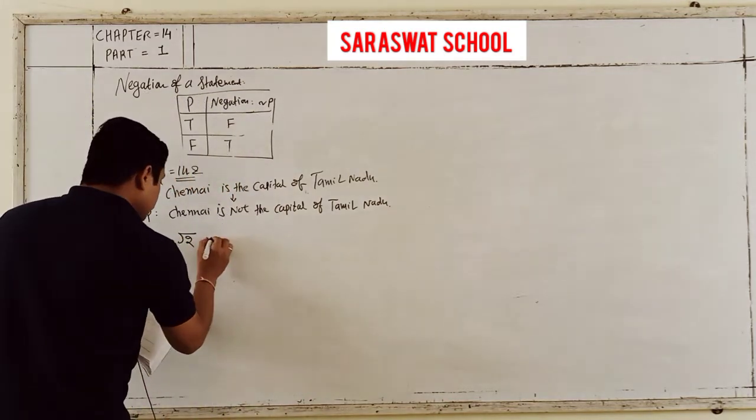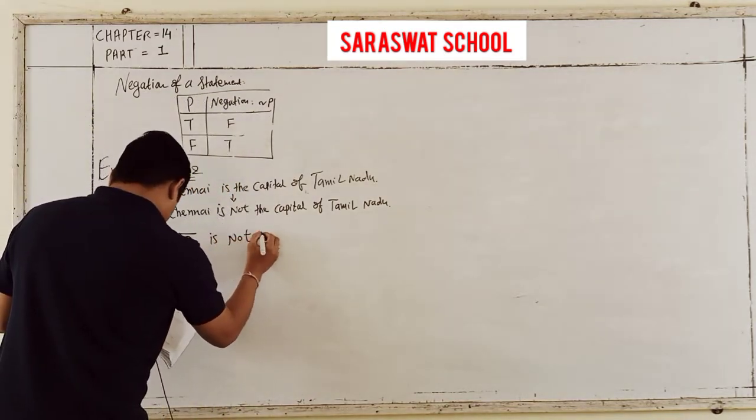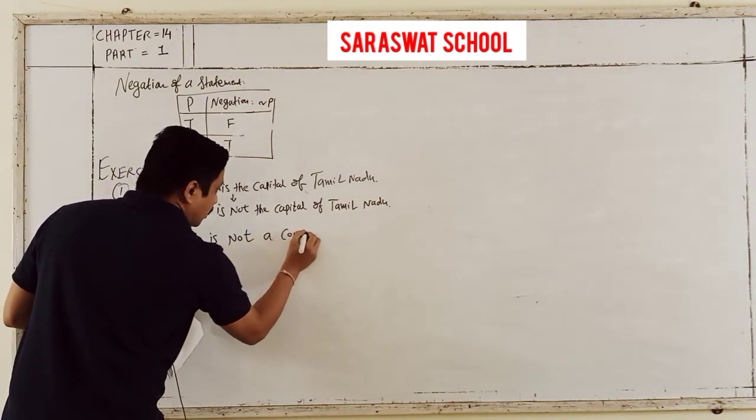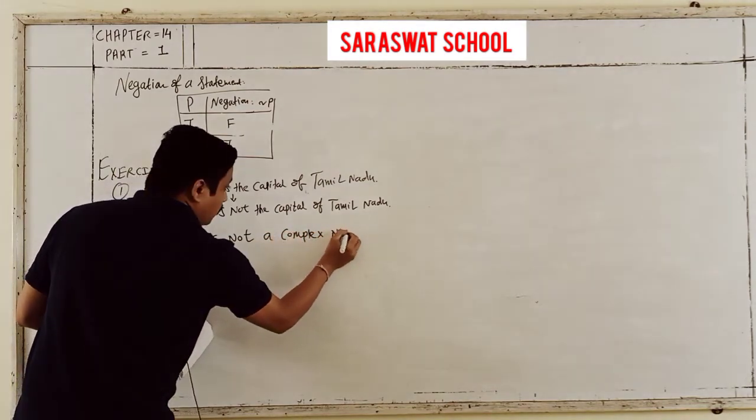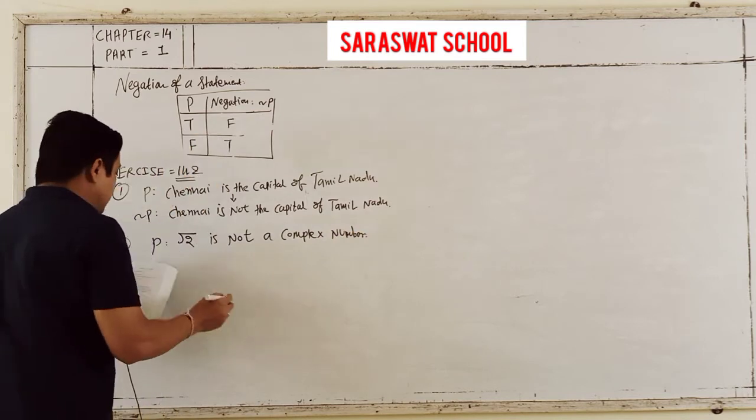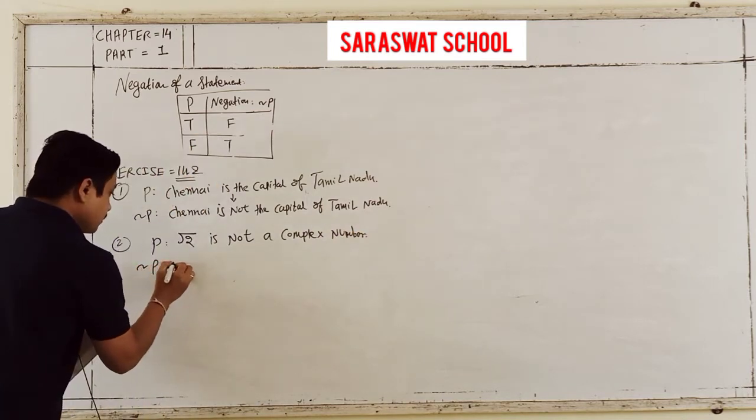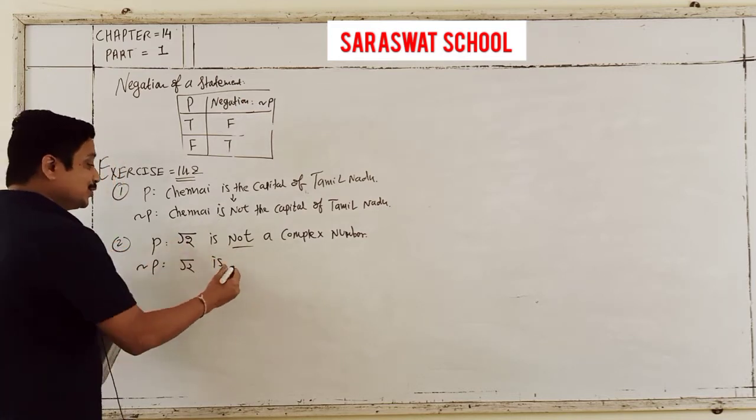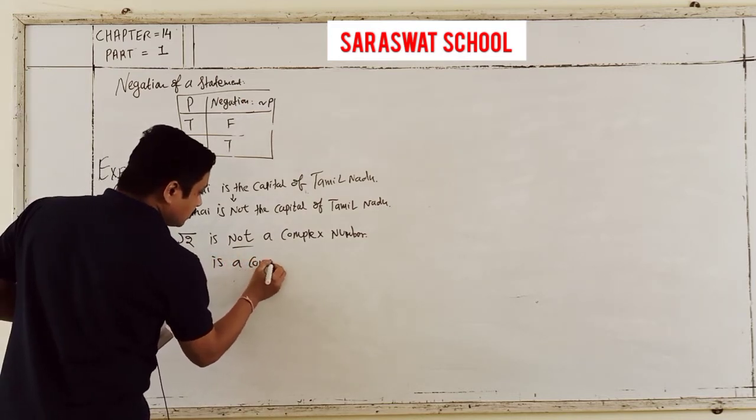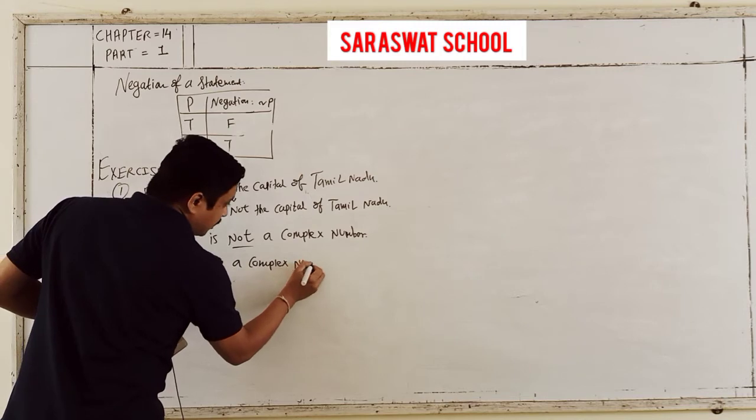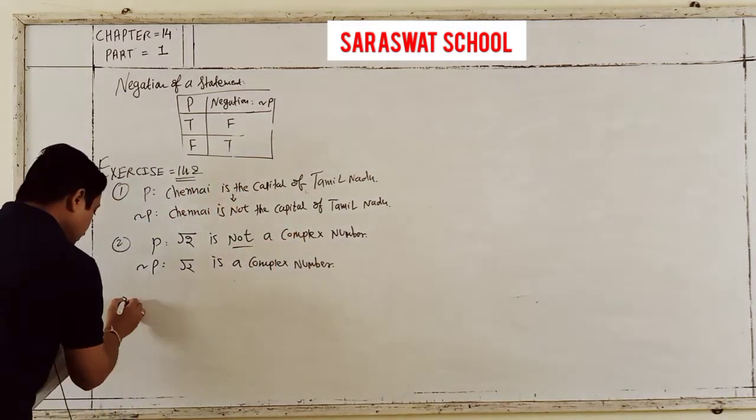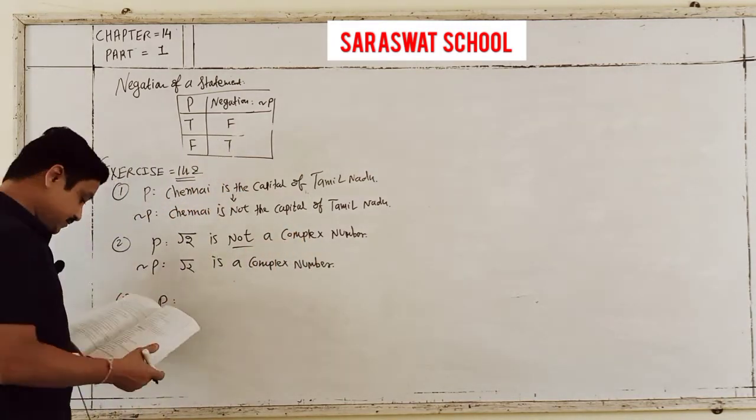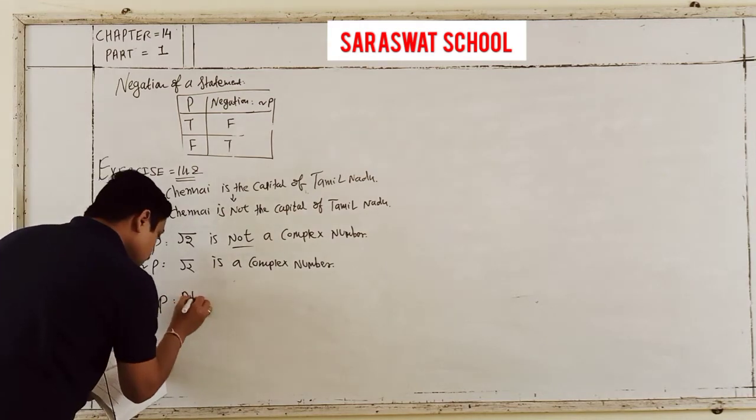Root 2 is not a complex number. So I will write down negation P. Root 2 is, remove the not, Root 2 is a complex number. Third, all triangles.